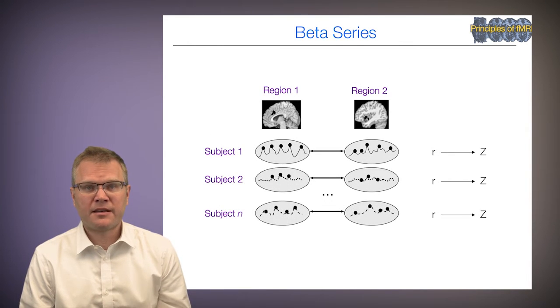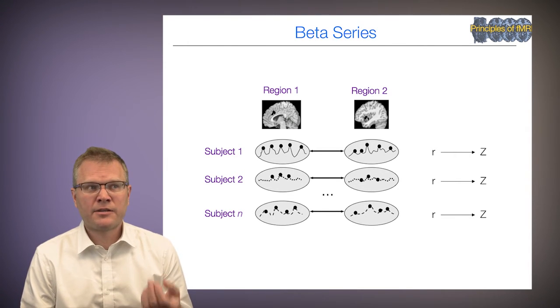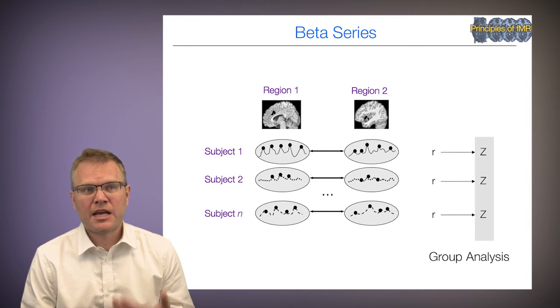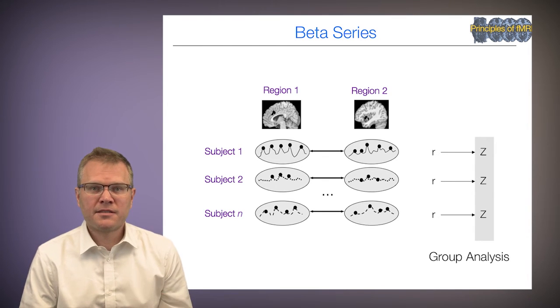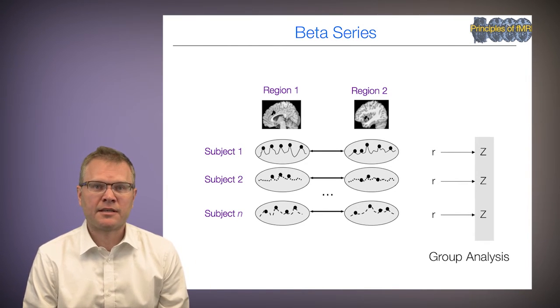So we extract the data from region 1 and region 2 again, but now rather than taking the cross-correlation between the entire time series, we fit a GLM with a separate regressor for each trial. And so now we get a trial-specific estimate of the amplitude. So these are these black dots that you see in the time course. And now we take the correlation between those values of those black dots. And we do that for each subject. We can calculate the Fisher transform correlation again and perform group analysis. So this is a little bit different from the cross-correlation that we did across the entire time series, but now we're only doing it on the amplitude across different trials.